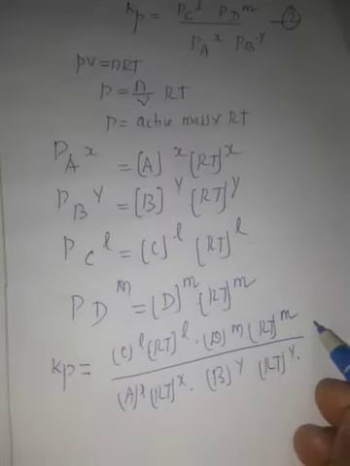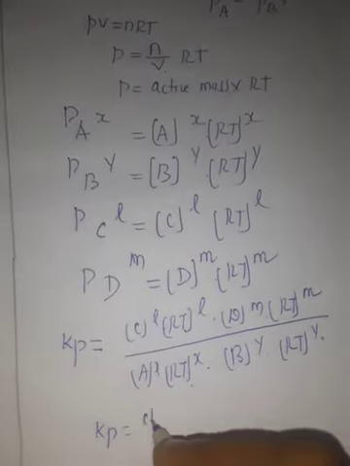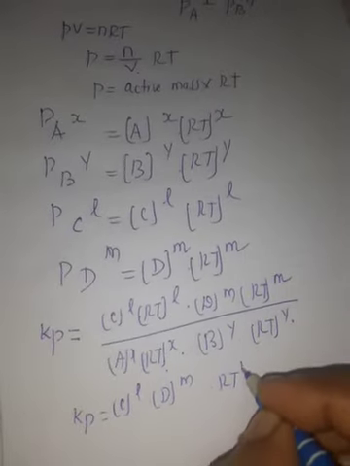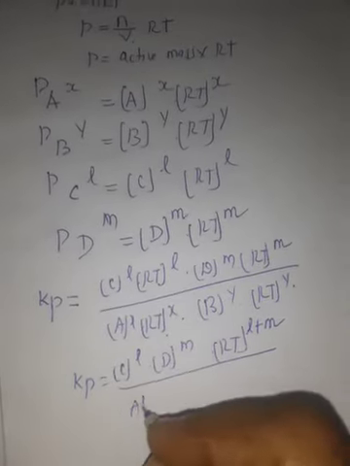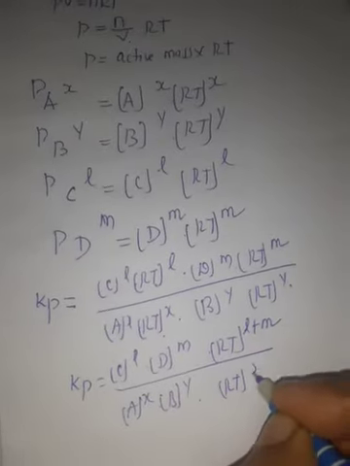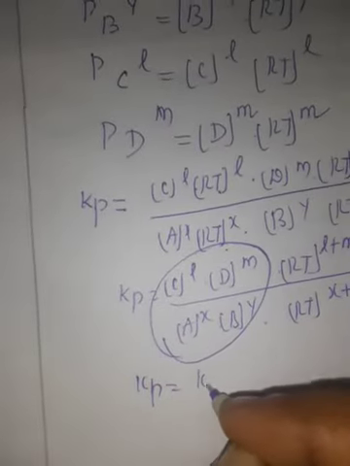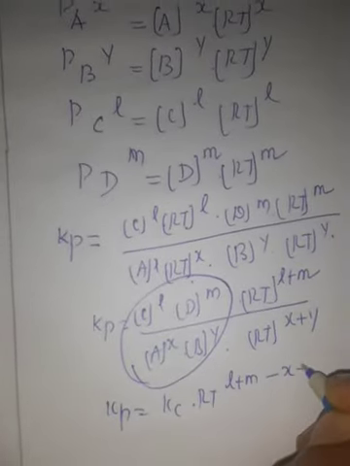Bring all the common terms to one side. RT is common. So, Kp equal to [C]^l into [D]^m into RT, bring it to one side, l plus m powers you can add, by [A]^x into [B]^y into (RT) power x plus y. Now what is this? [C]^l [D]^m by [A]^x [B]^y, see, this is Kc. So, Kp is equal to Kc into (RT) power (l plus m) minus (x plus y).